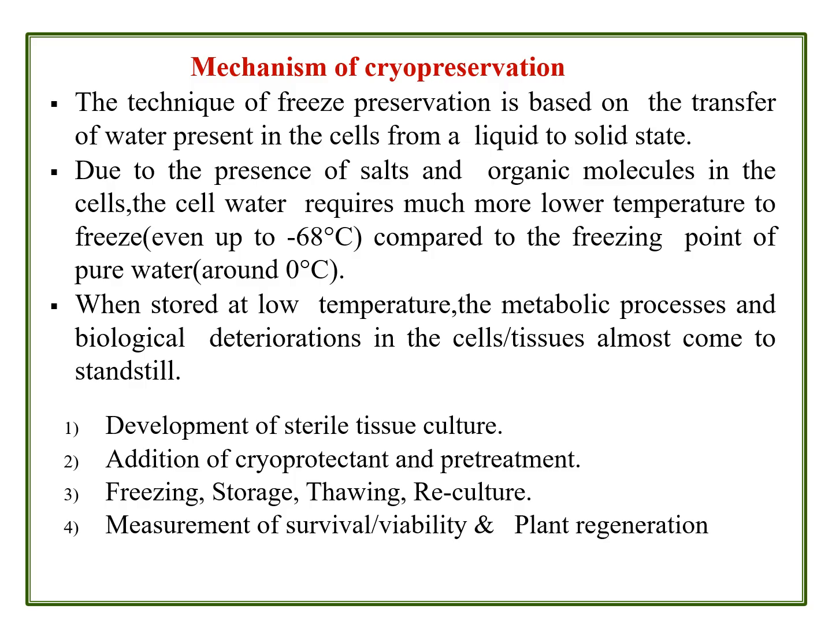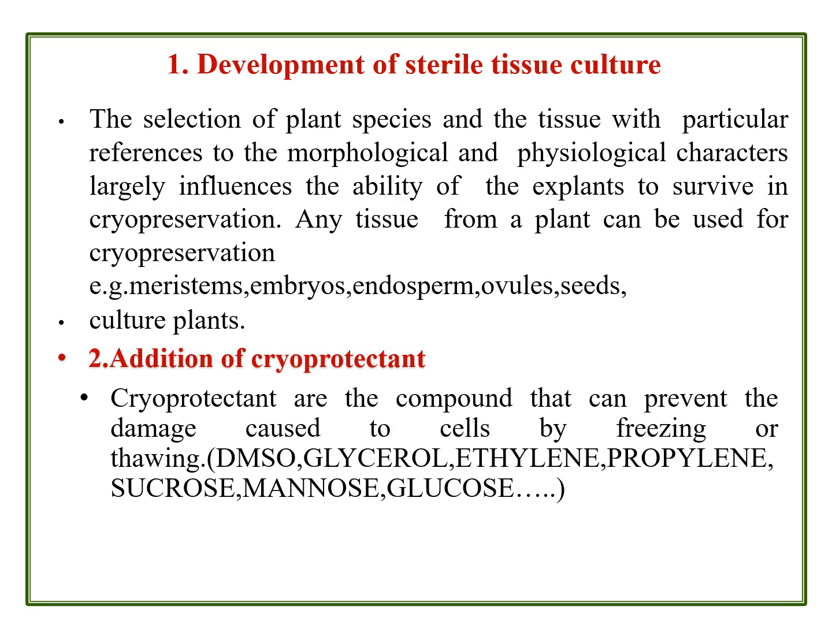The mechanism involves, first of all, developing the sterile tissue culture. Then addition of cryoprotectant or pre-treatment, freezing, storage, thawing, and reculture. That is the simple way of the cryopreservation process. Then measurement of survival or viability and plant regeneration. These are the steps involved in the mechanism of cryopreservation.